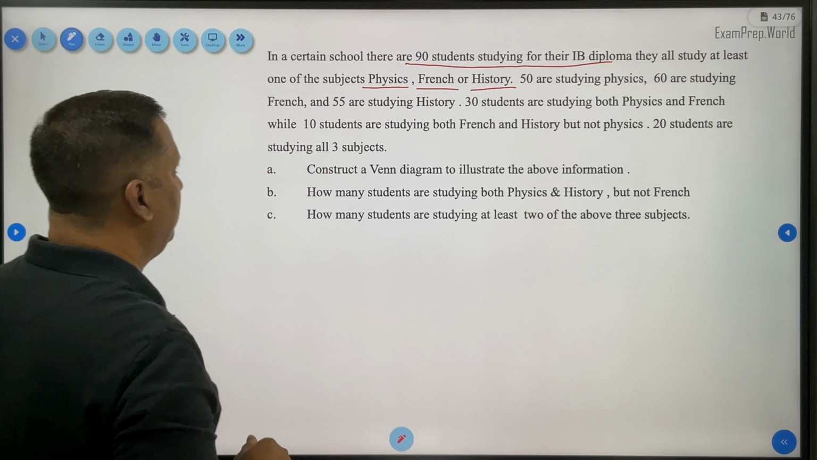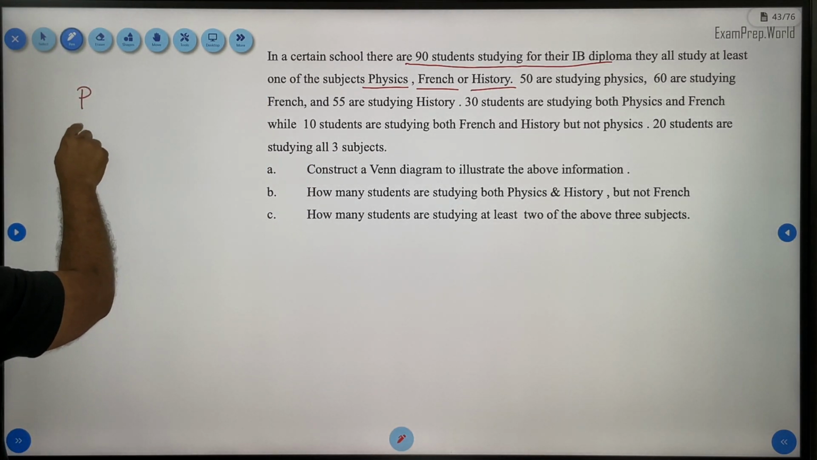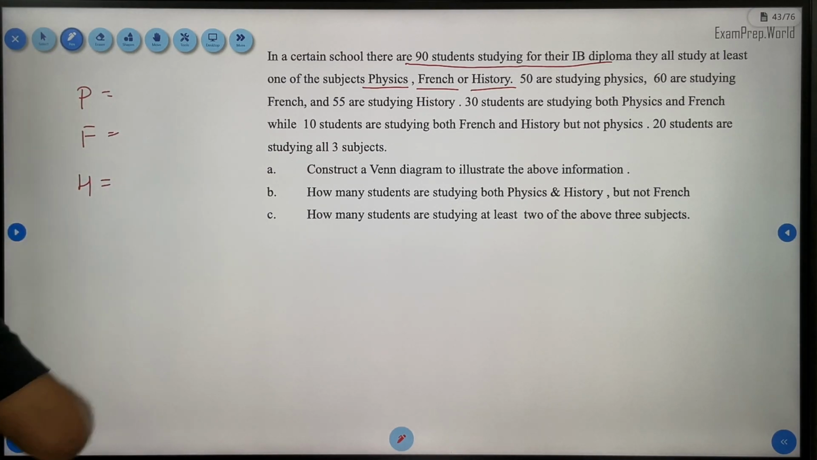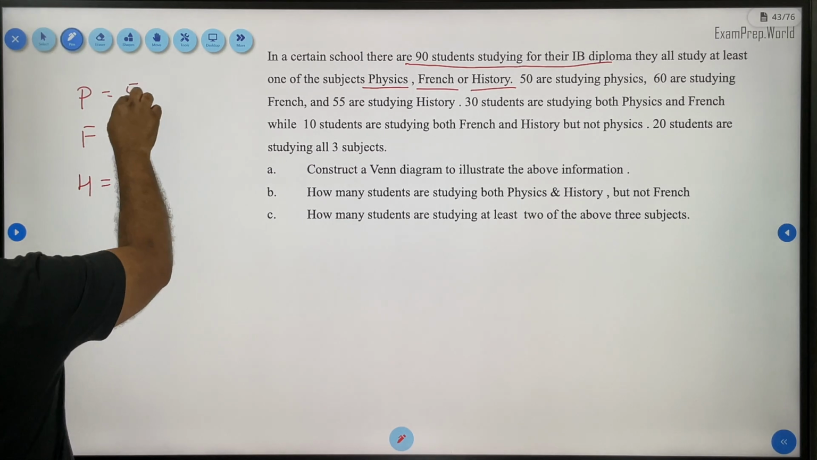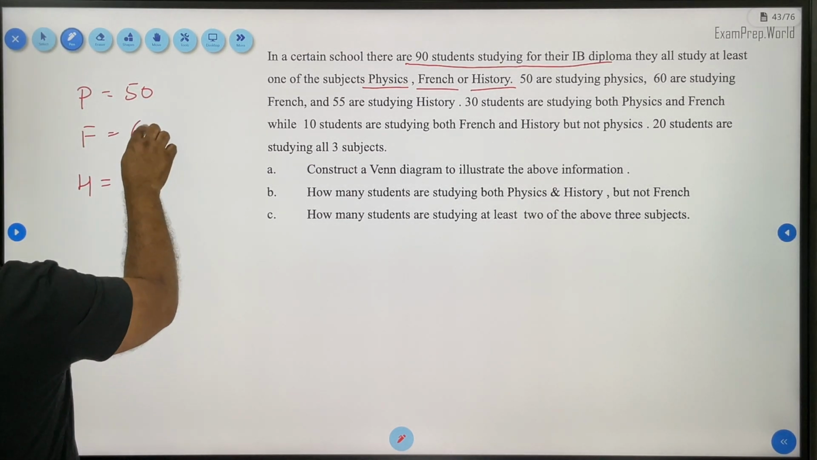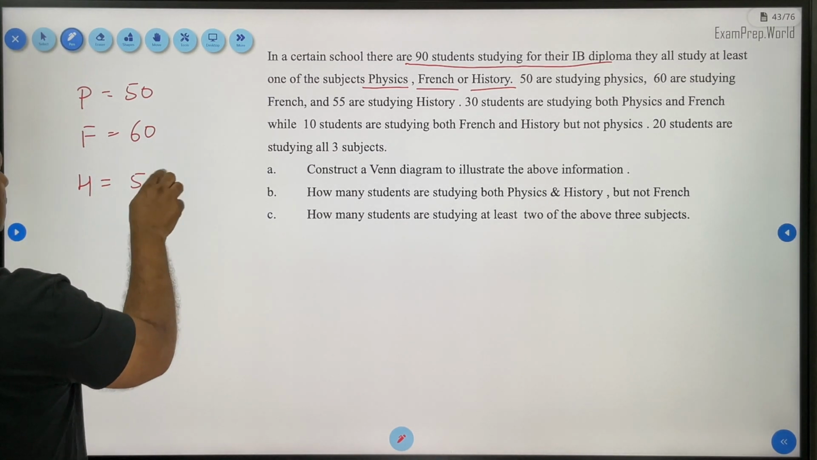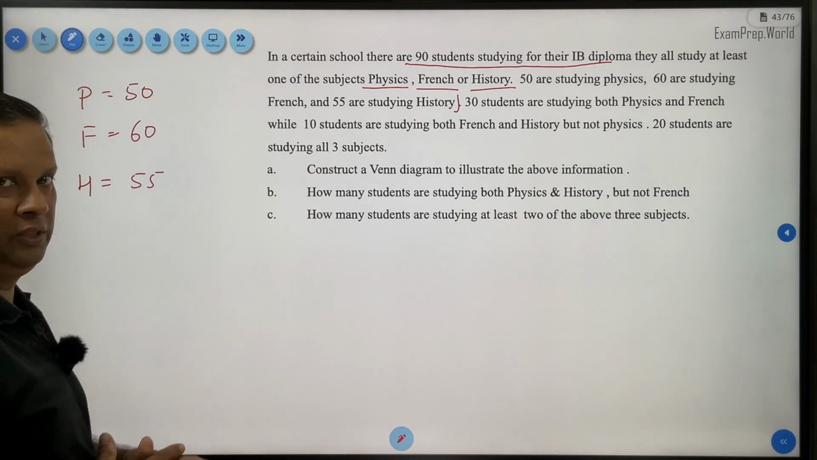So I will write P for physics, F for French, H for history. 50 are studying physics, 60 are studying French, 55 are studying history. So up to here I have captured the data which they have given.